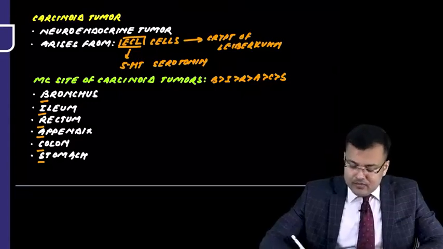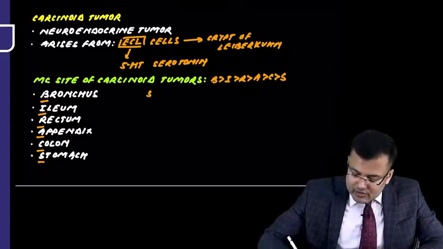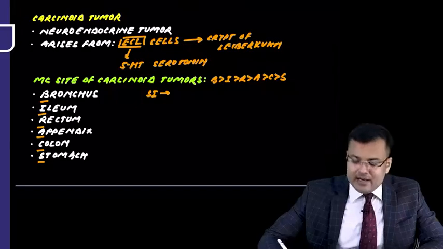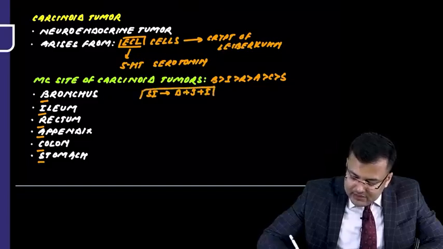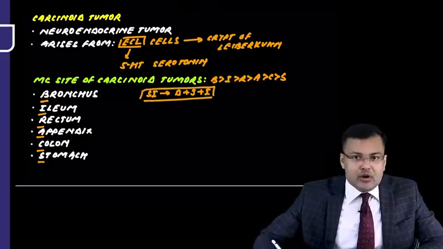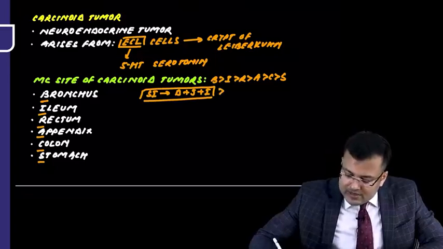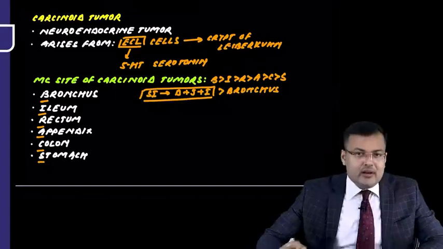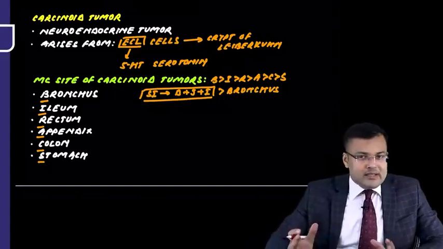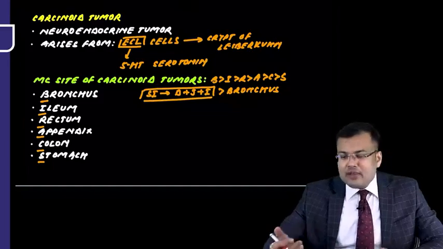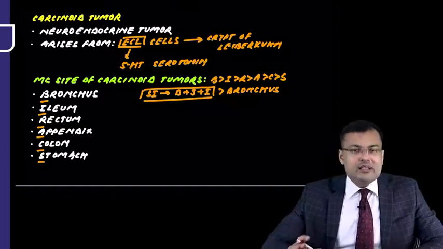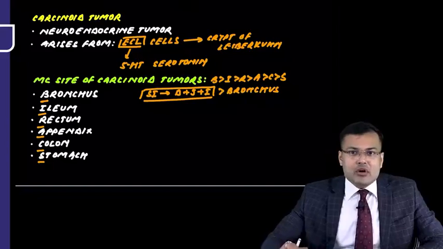But if you compare bronchus with the small intestine, the combined incidence of duodenum, jejunum and ileum is more than bronchus. So overall, the most common site is the small intestine, followed by bronchus. But if small intestine is not given in the options, then we mark bronchus.